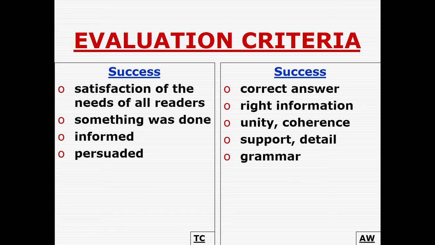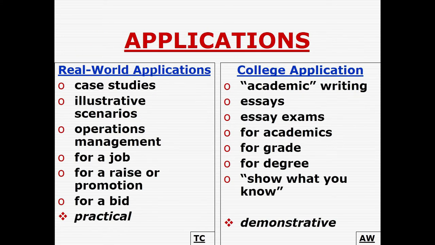For applications, technical writing is more on real world applications. Why? Because you use case studies and illustrative scenarios. You also use operation management for a job, for a raise or promotion, for a bid, and this is more on practical matters. Academic writing, on the other hand, is more on college application. That's why they call it academic writing. You use essays and essay exams for academics, for a grade, for a degree, to show what you know. Academic writing is more demonstrative.